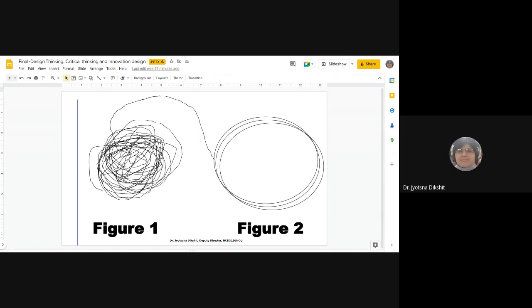Okay, so this is a totally different perception, but a good one.